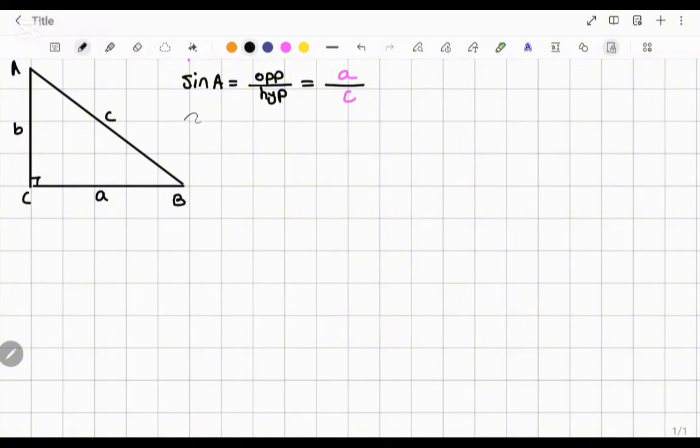So let's talk about cosine of angle A. Cosine of any angle is adjacent over the hypotenuse. So what's adjacent to angle A? This is angle A. Adjacent means next to, and we're not going to consider the hypotenuse because, as I said, the hypotenuse is just the hypotenuse. It's not adjacent and it's not opposite, okay? So what's adjacent to angle A is this side, which is side B. So it's going to be B over C.